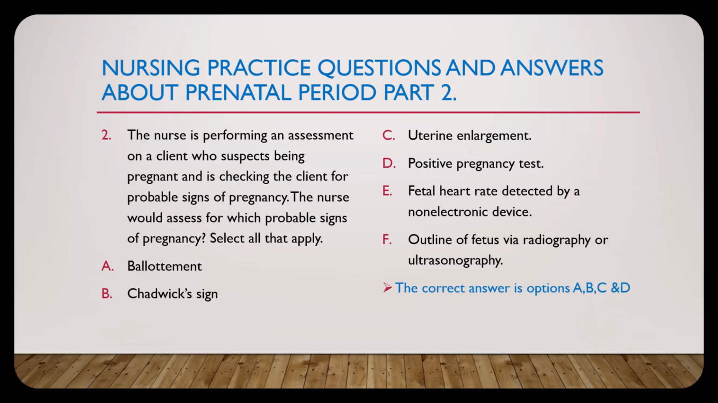So for this question, the correct answer is option A, ballottement. Option B, Chadwick sign. Option C, uterine enlargement. And option D, positive pregnancy test. Now let's move to the rationale.